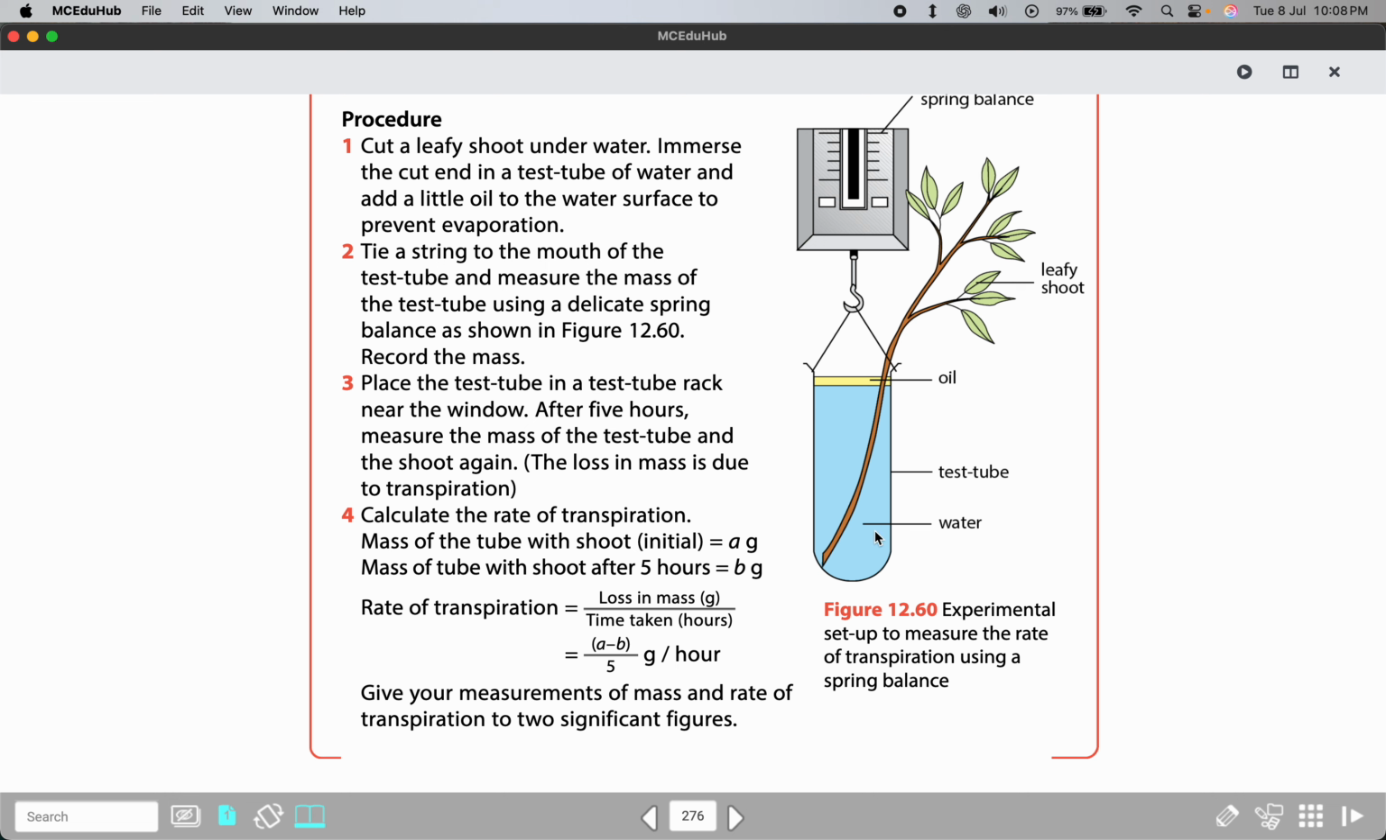Now remember, when you're writing in the exam, do write down how you can measure the rate of transpiration. So you need to write more or less this whole long story out. It's quite long, but yeah. Now give your measurement of mass and rate to two significant figures. In this case, just follow the exam instructions. If they say 2, follow. If they say 3, follow.